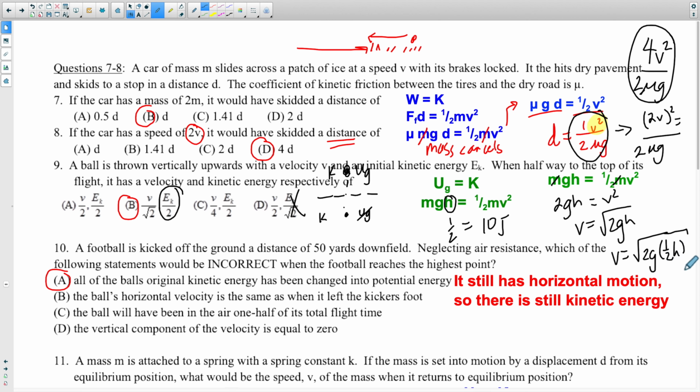Okay, halfway up, if we compare these two quantities, this one has a square root of 1/2 inside of it. So the difference between this equation and this equation is a square root of 1/2. Square root of 1/2 is right here, because it's like square root of 1 over square root of 2. Well, square root of 1 is just 1, so that's 1 over radical 2. Okay? So B is the answer here.